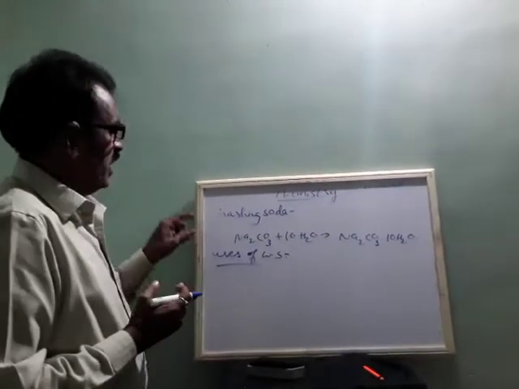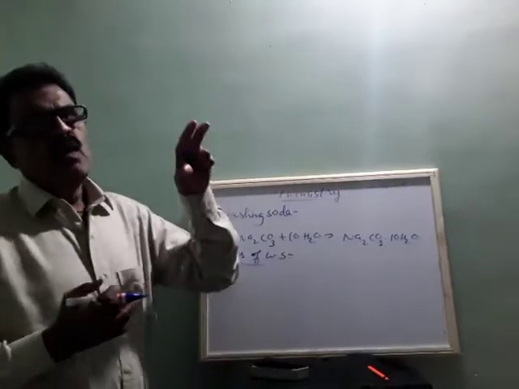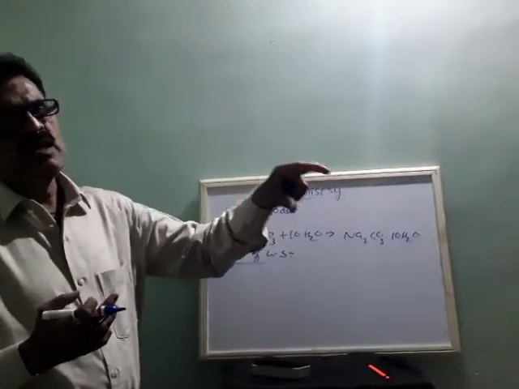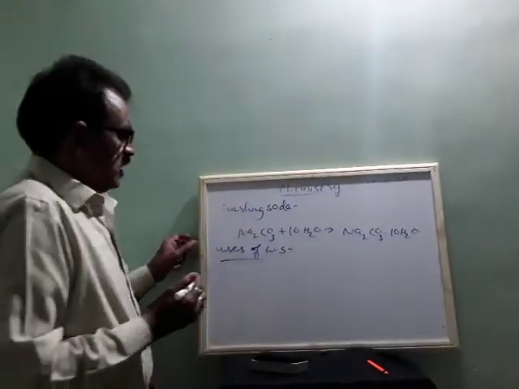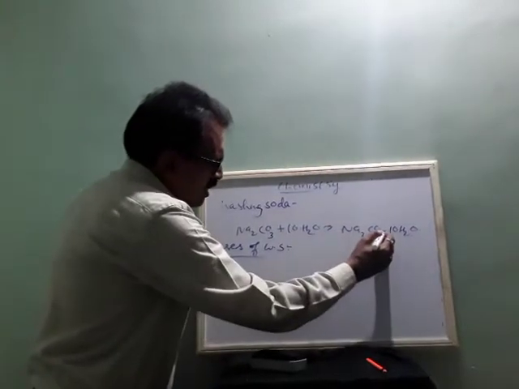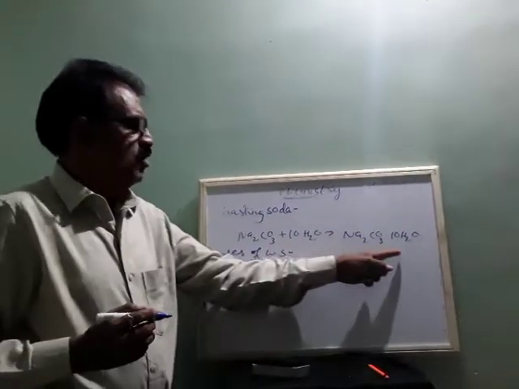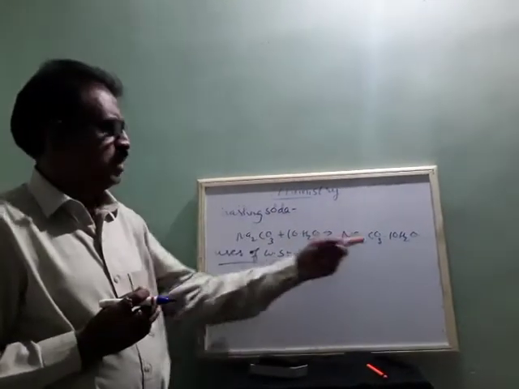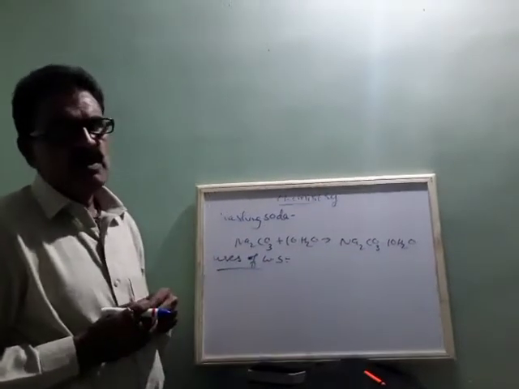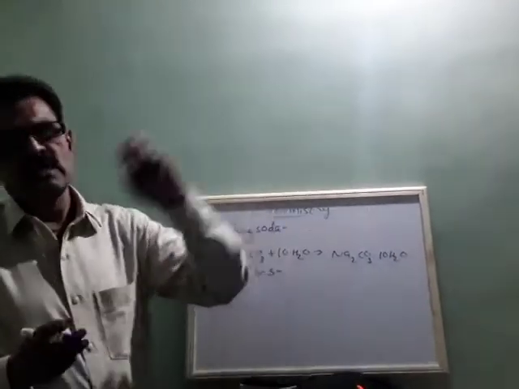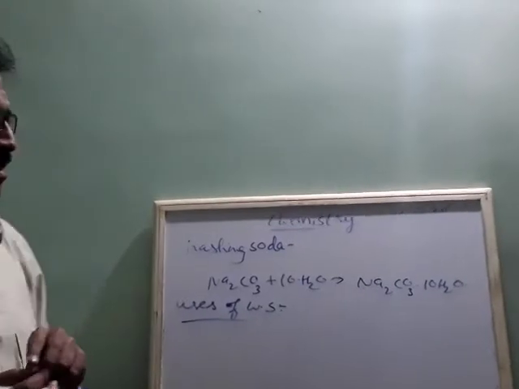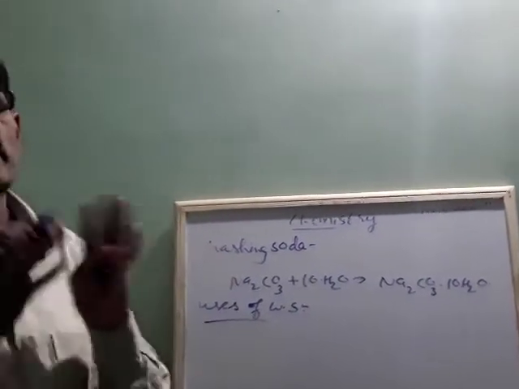So this way we are able to find how washing soda is manufactured and how it is useful. Then actually what is this dot 10H2O? We say 10 molecules of H2O are attached to the sodium carbonate. That is called water of crystallization, generally we call it water of hydration.